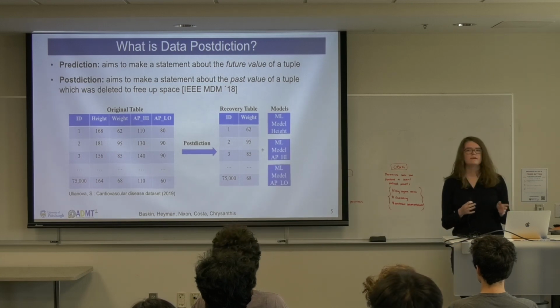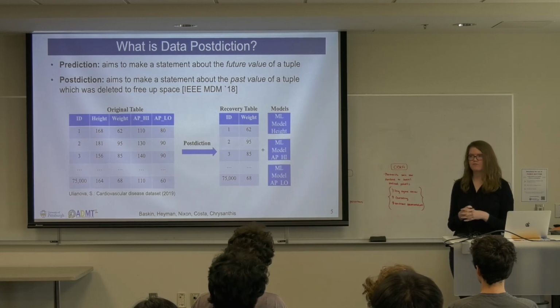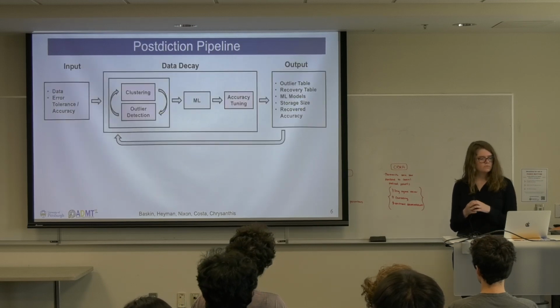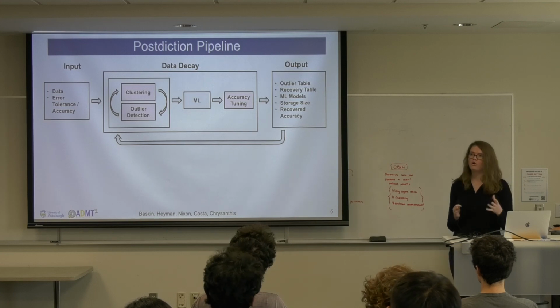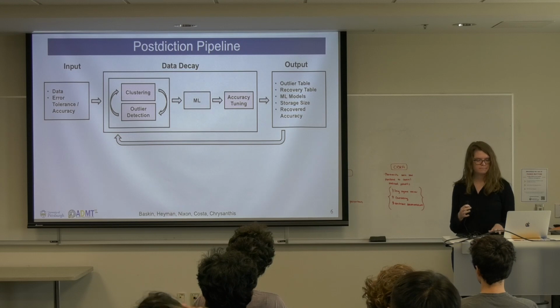The problem we were looking at was how do we increase the accuracy of the recovered columns so that this is actually feasible in an industry environment. The solution we decided to test was creating a whole pipeline that adds clustering, outlier detection, and accuracy tuning.